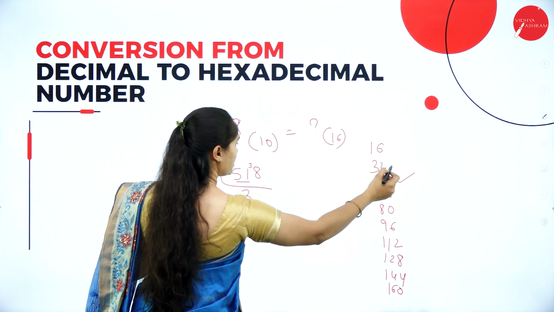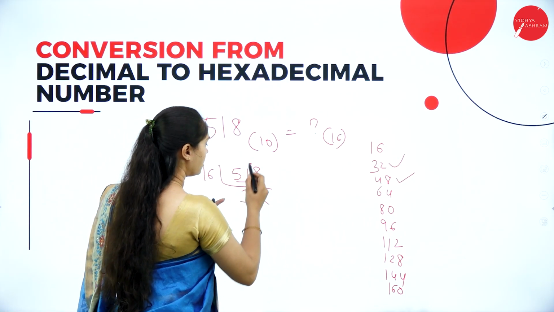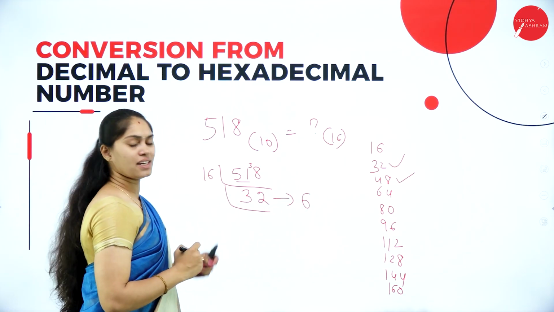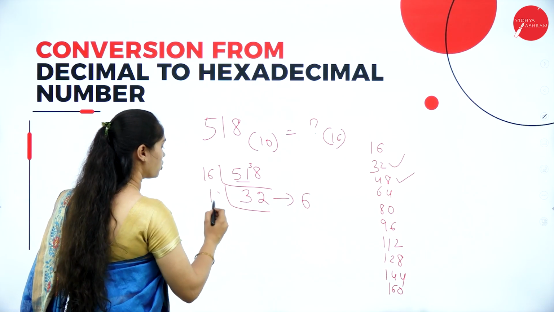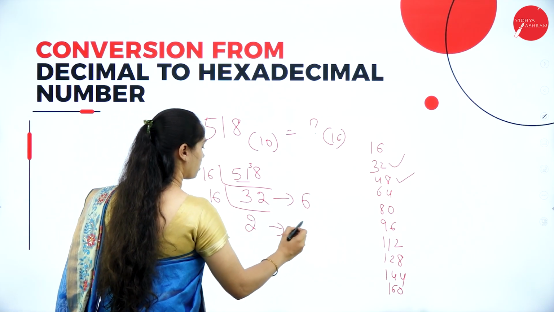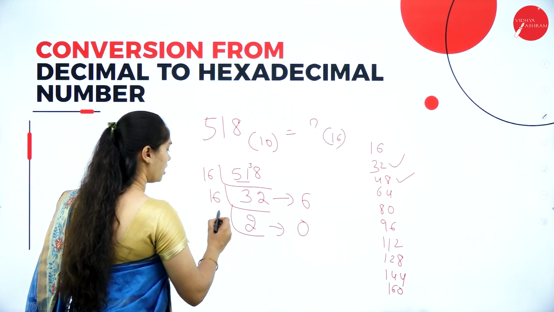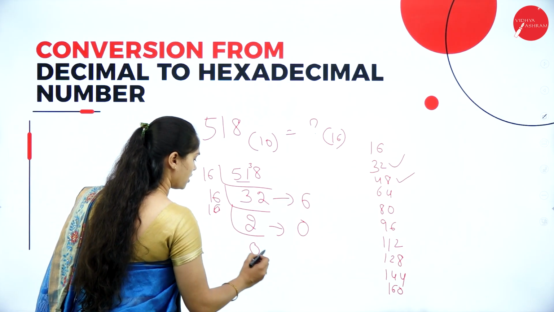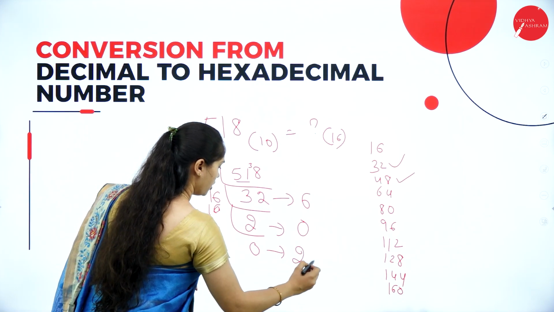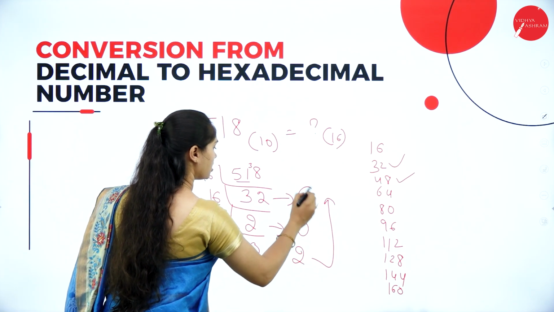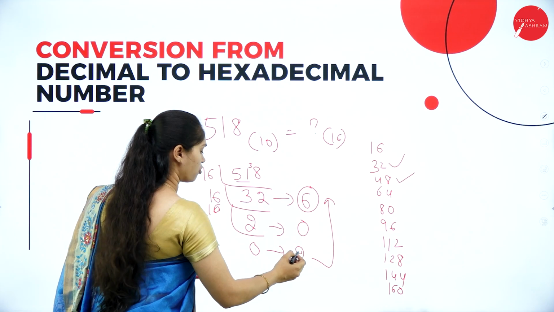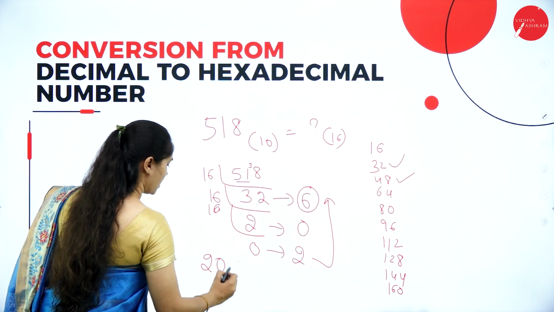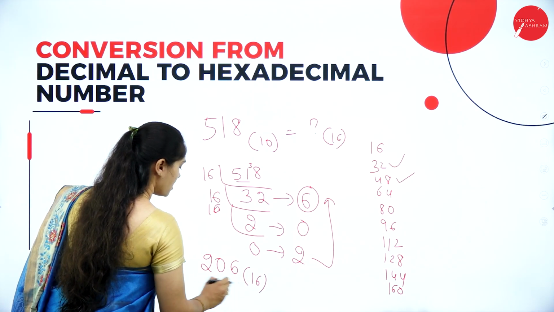Now I will go with 16 twos, which are 32. The remainder is 6. So I can directly divide this 32 by 16 to get 2. 16 twos are 32. The remainder is 0. And here I cannot divide 2 by 16, so I take 16 zeros is 0. The remainder will be 2. This is my MSB, and the first one is my LSB. I have to write the answer as 206, which is of base 16.